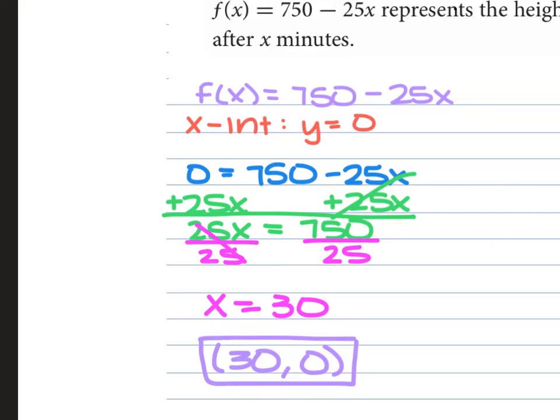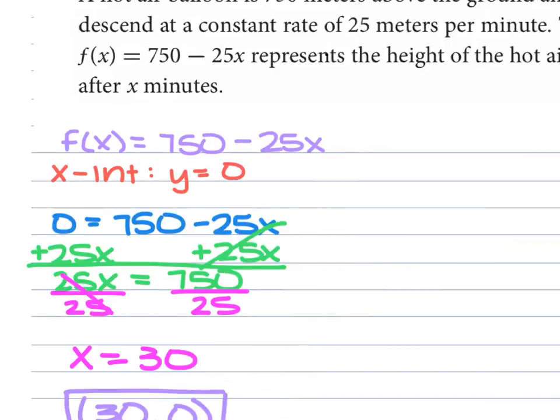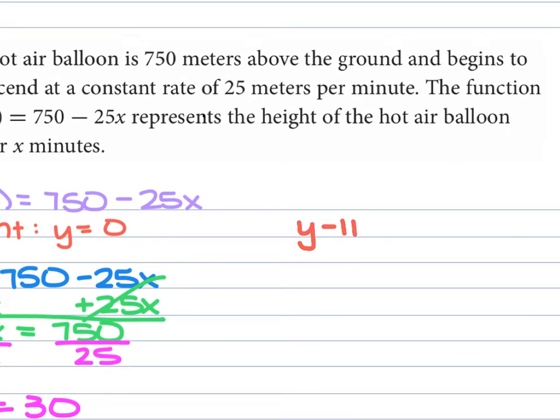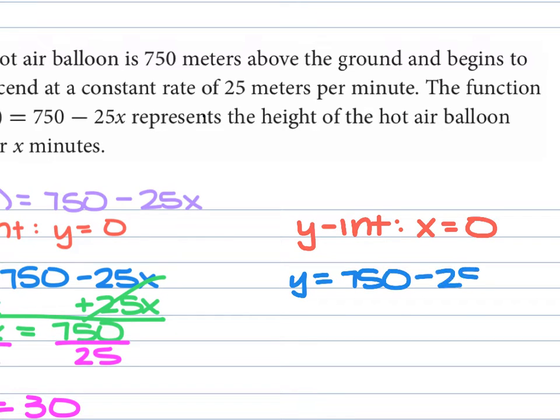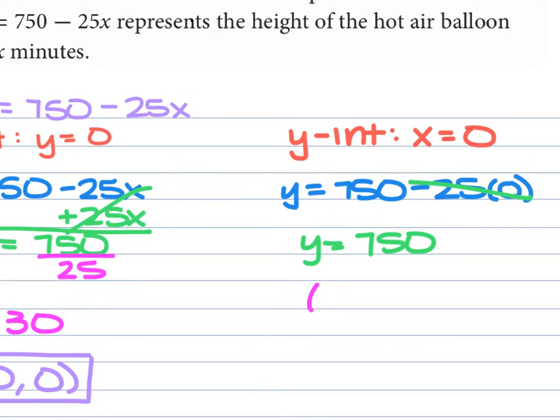To find that y-intercept, we're going to plug 0 in for x. So this is going to leave us with y is equal to 750 minus 25 times 0. This is going to cancel, so y is just going to equal 750. And we're going to have the ordered pair 0, 750.